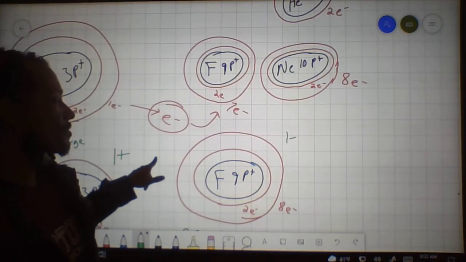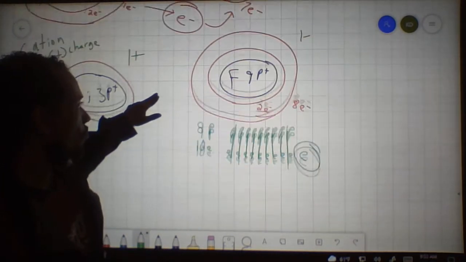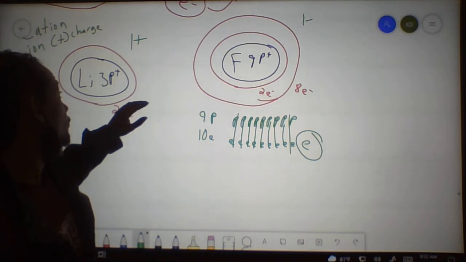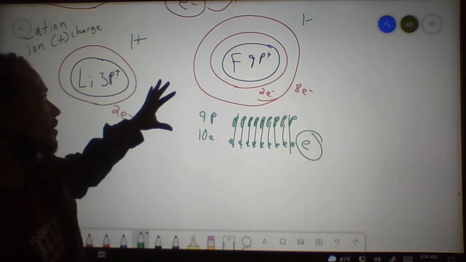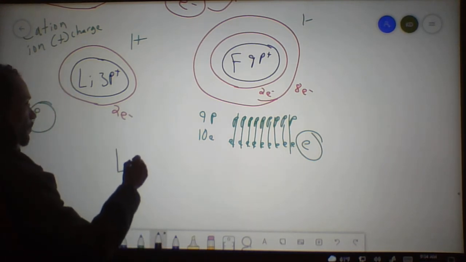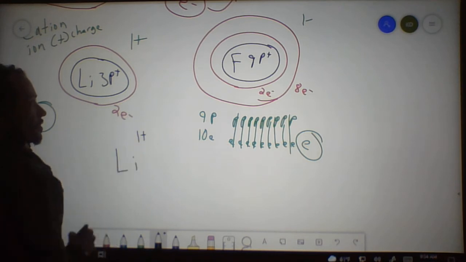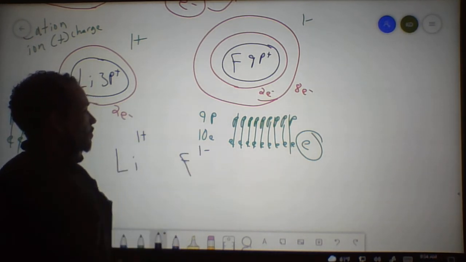It's stable because it has a full outer shell like neon. So now we have 2 electrically charged elements that are stable. So they're not neutral, but they are stable. So we have lithium, which has a 1 plus charge. Fluorine has a 1 minus charge.